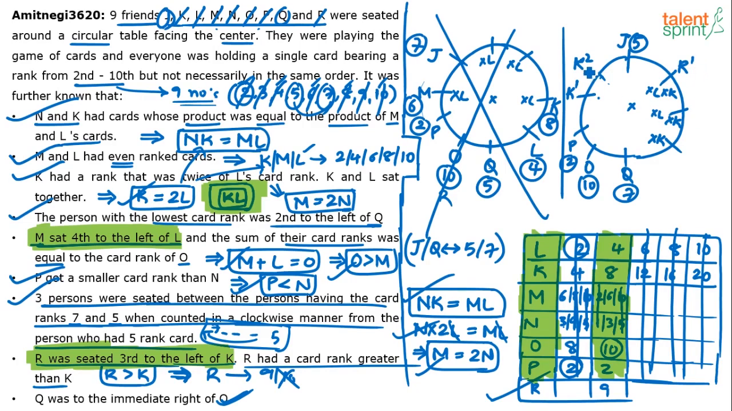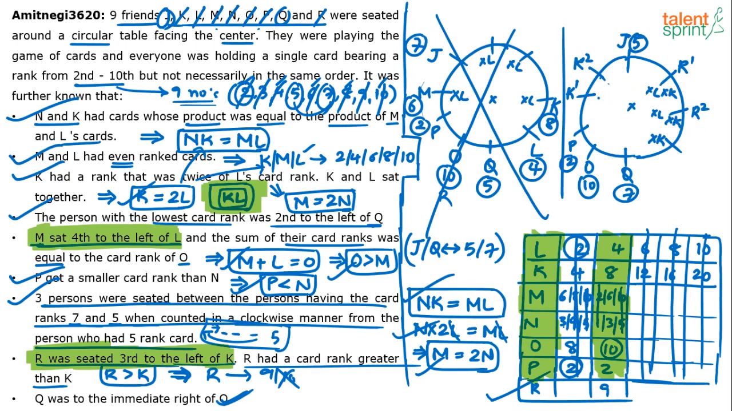If K2, where should R come? Third to the left of K. First, second, third, R2. So either it will be K1, R1 or it will be K2, R2. You have to understand that one of these two is correct. If this is K1, then this has to be R1. If this is K2, then it has to be R2. Whichever is correct, the other one comes out to be wrong. That's one thing for sure.